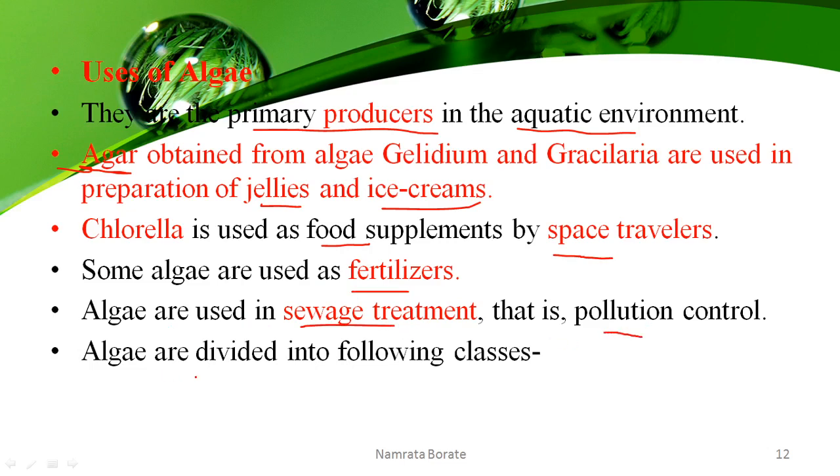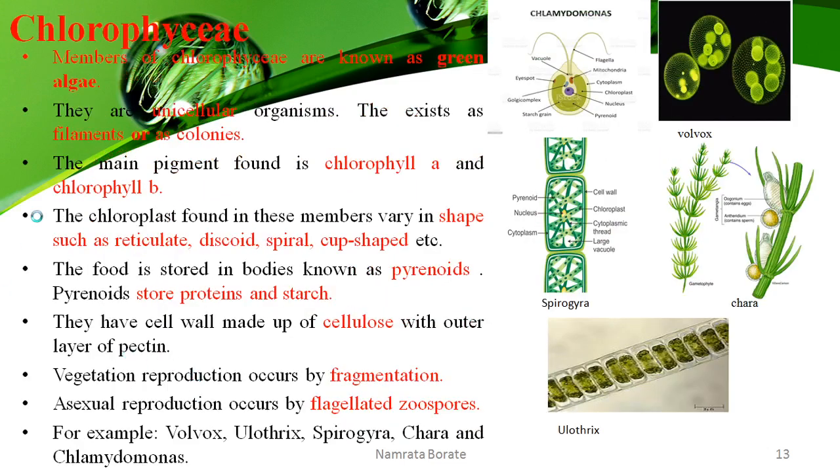The algae are divided into three classes. The first class is Chlorophyceae, the second one is Phaeophyceae, and the third one is Rhodophyceae.